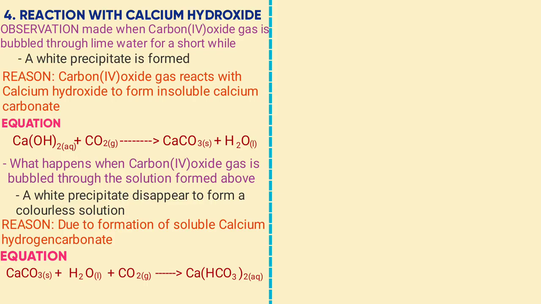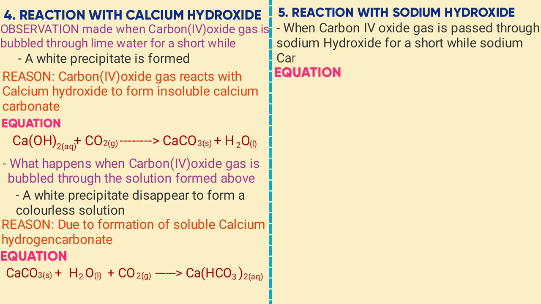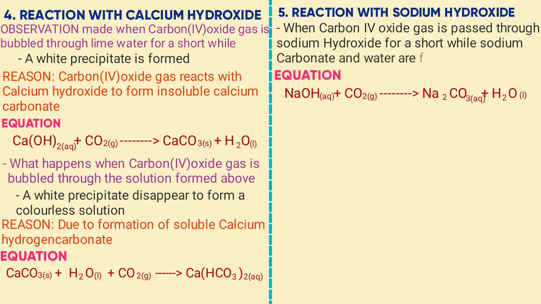Now, reaction with sodium hydroxide. Now, when carbon dioxide passes through sodium hydroxide for a short while, sodium carbonate and water are formed. Equation is sodium hydroxide aqueous plus CO2 gas gives you sodium carbonate aqueous plus water liquid. Balance the equation, place 2 where there is sodium hydroxide.